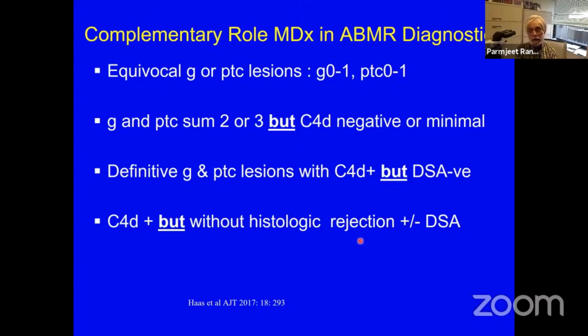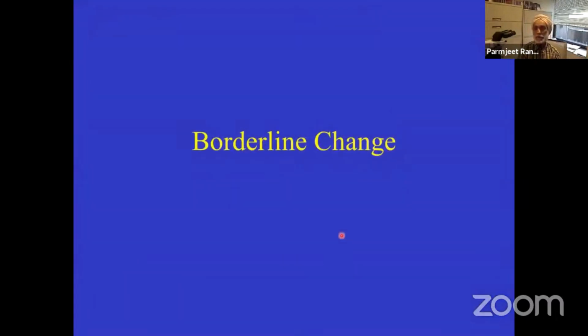And then we can use it in biopsies which have definite G and PTC lesions and C4D, but the DSA negative. And in many areas of the world, the DSA is not available. So yes, in these areas, these tests can be helpful. This test could be helpful in biopsies which are just C4D positive and do not have any histologic evidence of rejection with or without DSA. So these are the areas where this technology could be an asset and a complementary role to histologic examination.